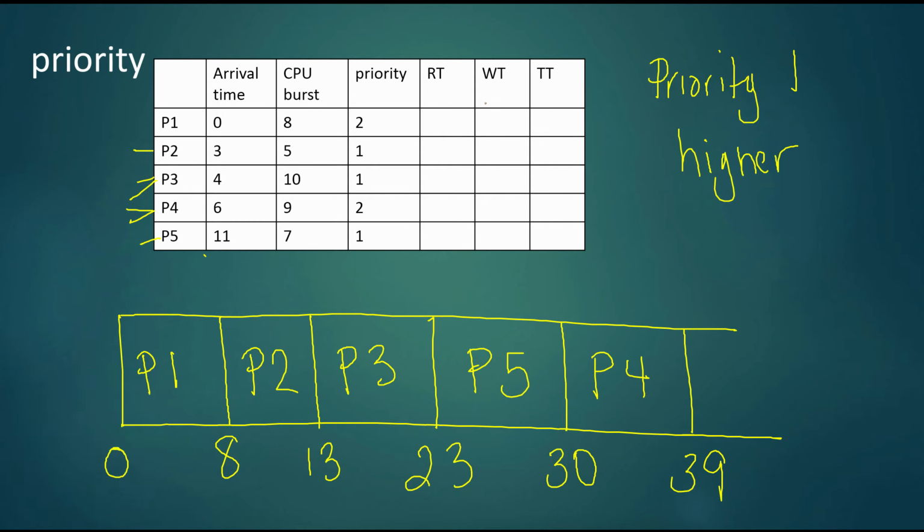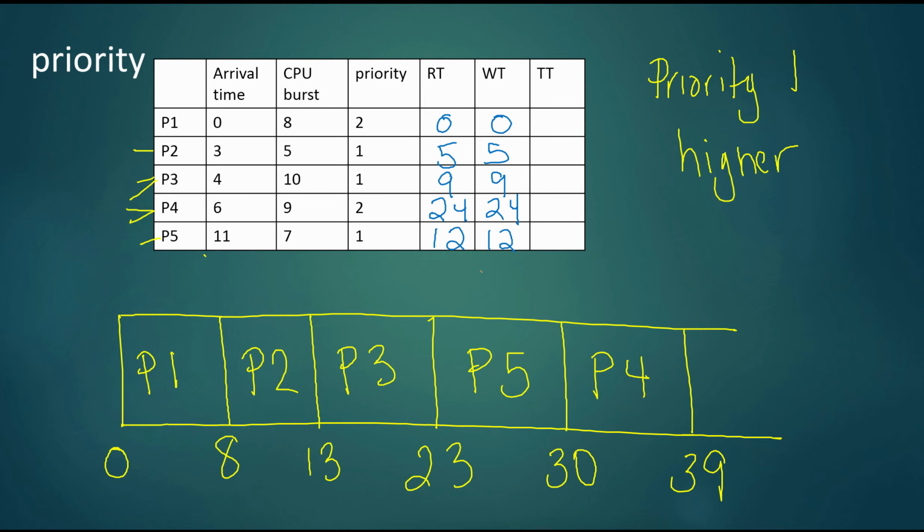So we have P1 arrived at time 0, response time of 0. P2 arrived at time 3, response time of 5. P3 arrived at time 4, has a response time of 9. P4 arrived at time 6, has a response time of 24. And P5 arrived at time 11 and has a response time of 12. And you can add this up and divide it by 5, and you would get the average.